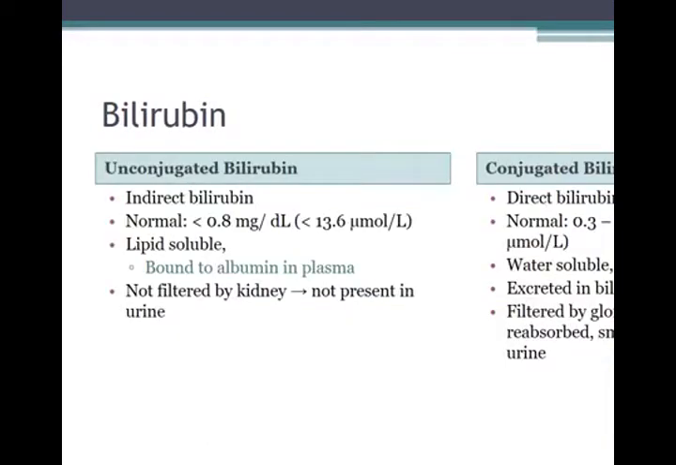Unconjugated bilirubin, also known as indirect bilirubin, is less than 0.1 milligram per deciliter. It is bound to albumin in plasma. It cannot be filtered because it is not water soluble.